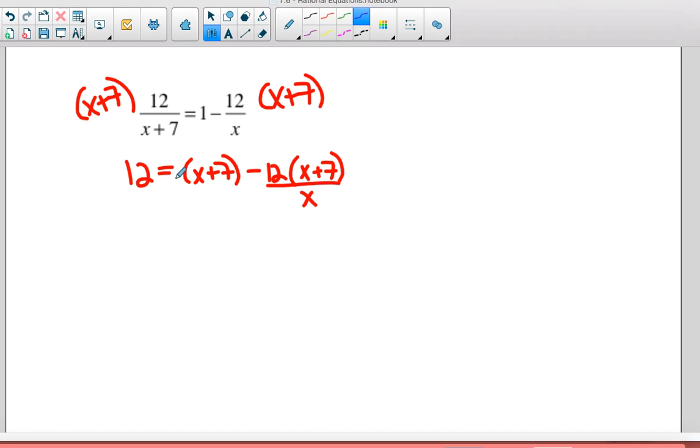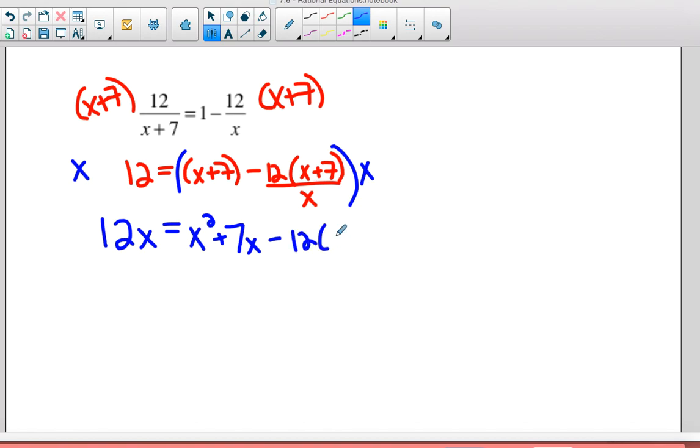It won't here. But I'm going to basically now take my left and right side and multiply both sides by x so that I can get rid of this denominator here. So on the left side, 12 times x is just 12x. On the right side, again, I have to distribute it to this, right? So that's going to be x squared plus 7x. And then this one as well, but this one's not so bad because the x's will just cancel, and I'll get my minus, 12 times x plus 7. And then, from here, I don't have any denominators. I don't have to worry about too much.